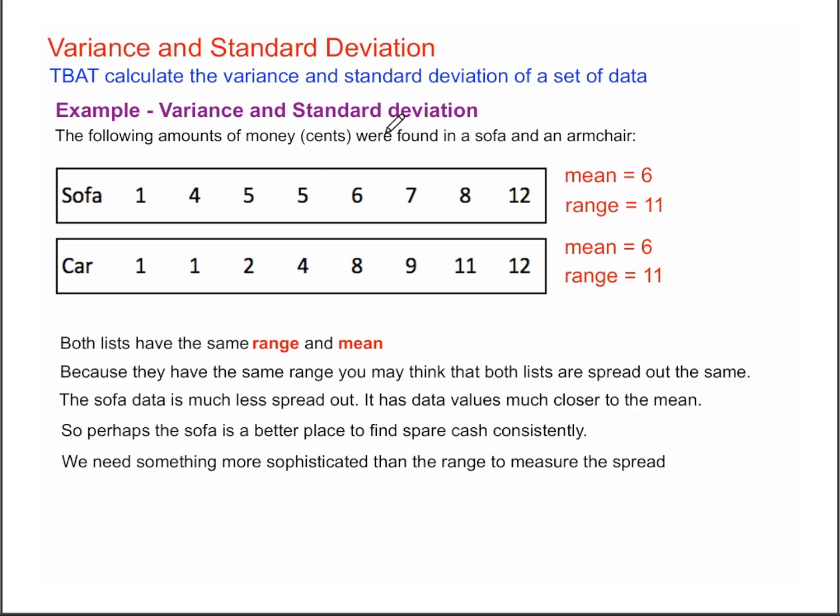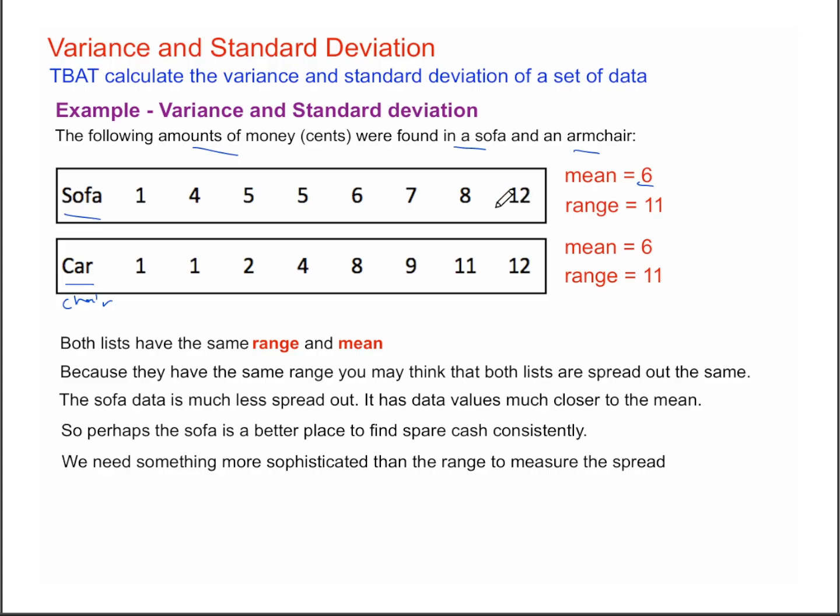We're now going to variance and standard deviation. Let's look at this example first. The following data points are the amount of money that were found in a sofa and an armchair. Where this was the amount you got in the sofa, and this was the amount that you got in the armchair. The mean for both of them, and you can confirm it yourself, is 6.